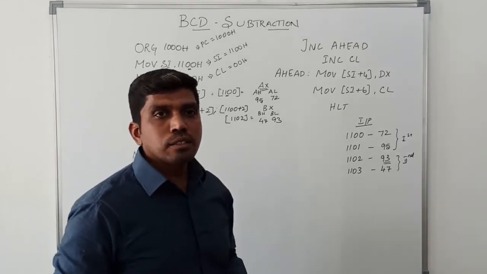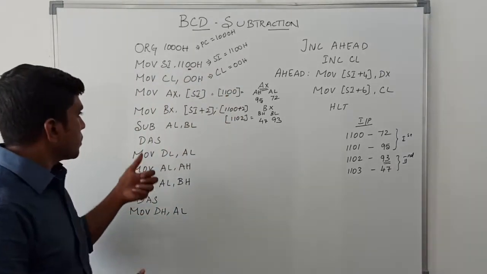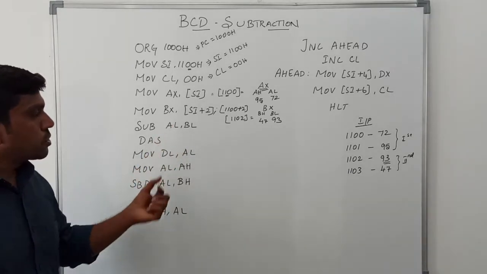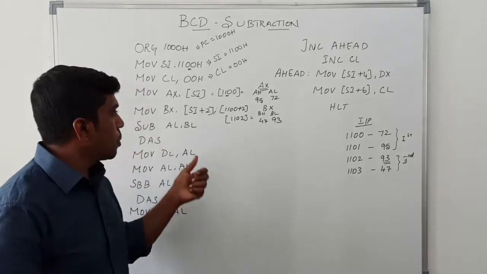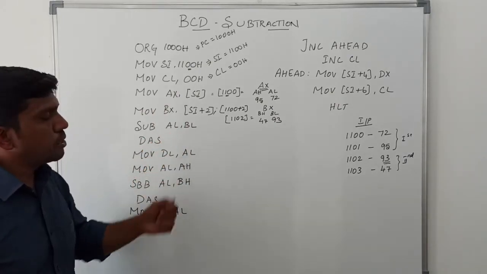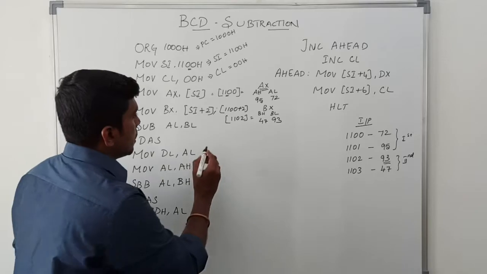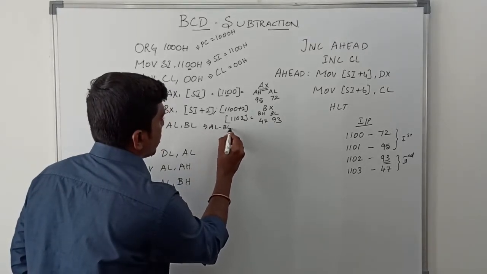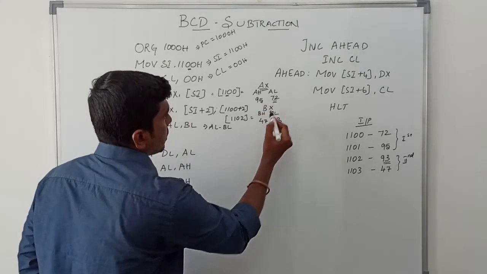Now you are applying the subtraction operation. SUB AL, BL. Here you are subtracting two 8-bit values. One 8-bit value is stored in the AL register and another 8-bit value is stored in the BL register. So here you just subtract AL minus BL. The AL register content is 72.